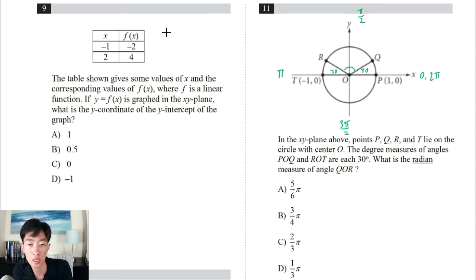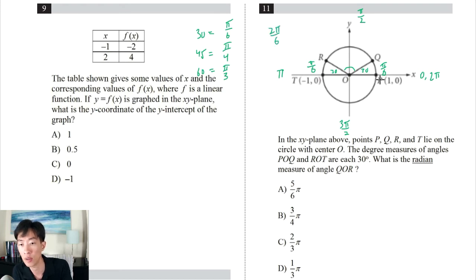The other measures in radians that you should automatically know are 30 degrees is going to equal pi over 6 radians. 45 degrees equals pi over 4 radians. And then 60 degrees equals pi over 3 radians. If you memorize this, you should be able to get most questions that have to do with radian measure, because what you'll notice is that each of these angles is 30, which is pi over 6. So you've got pi over 6 and pi over 6 here. That's a total of 2 pi over 6.